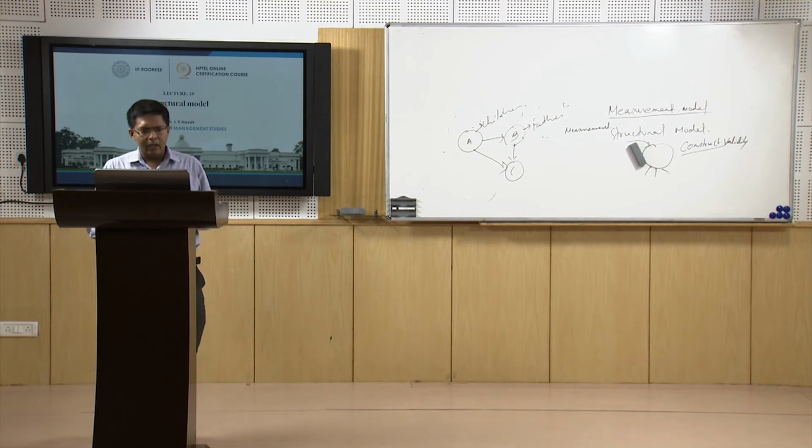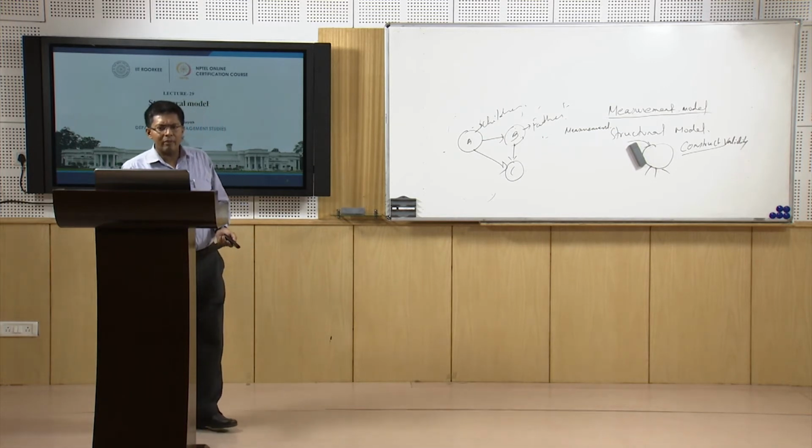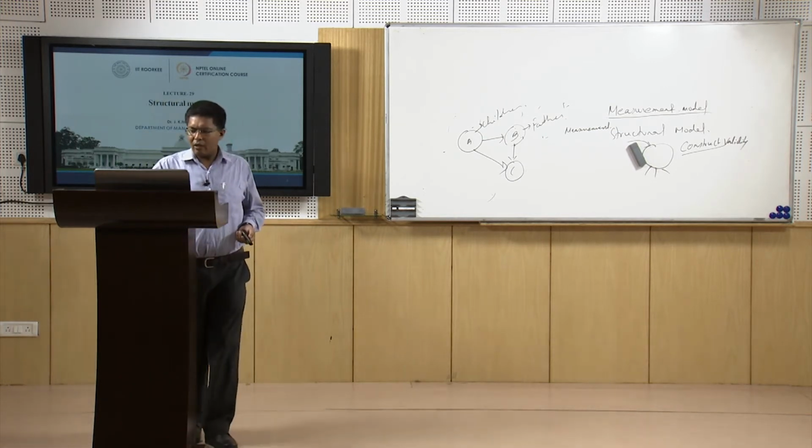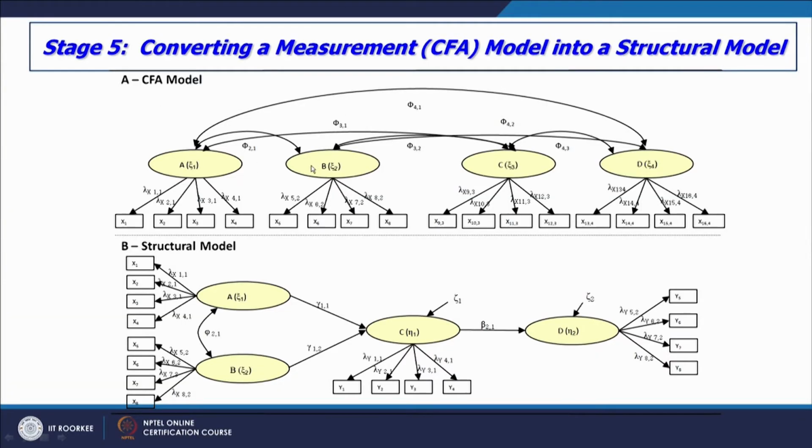So, how do you convert a measurement model into a structural model? Now you see A, B, C, D in a measurement model; there are covariance relationships, so there is a double headed arrow from one construct to the other, which talks about the covariance relationship. But if you look at the structural model, it is very clear in saying that A and B affect C, and C then affects D.